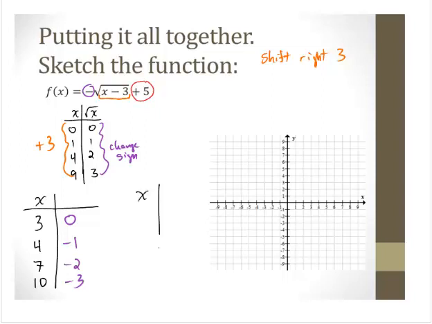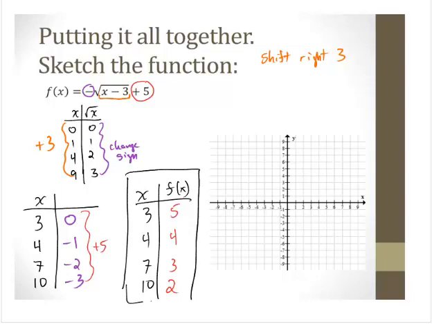So let's see, x and f of x. We can copy the 3, 4, 7, 10 again, but now we need to add 5 to each of these, giving us 5, 4, 3, and 2. And those are the points that we plot to sketch the function. All right, so let's do that. 3, 5, 4, 4, 7, 3, 10, 2. Oops, that was 10, 2.